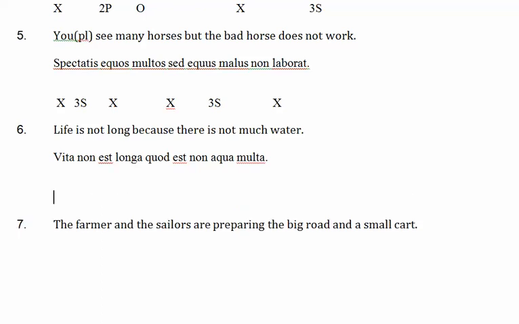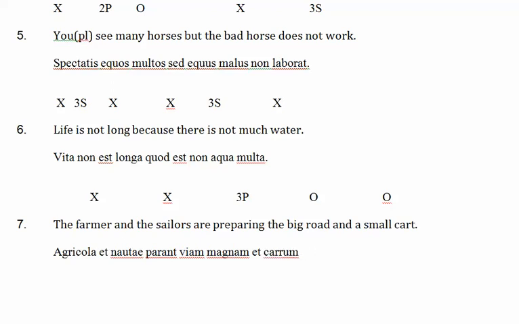The farmer is my subject. And the sailors, another subject, are preparing. So that would be my verb, third plural. The big road. And a small cart. So I will translate this. So farmer, agricola et nautae, are preparing, parant, the big road, viam magnam, and a small cart, carrum, this is masculine, carrum parvum.